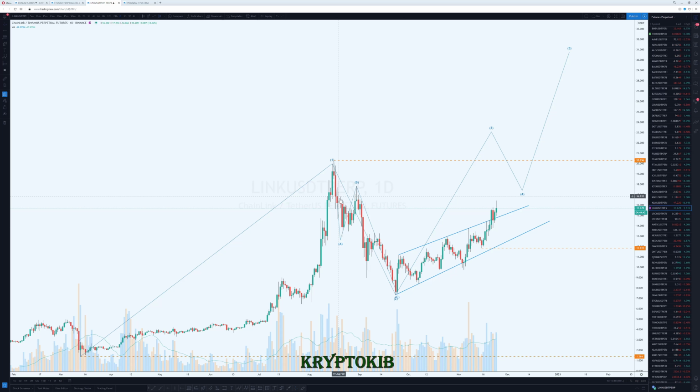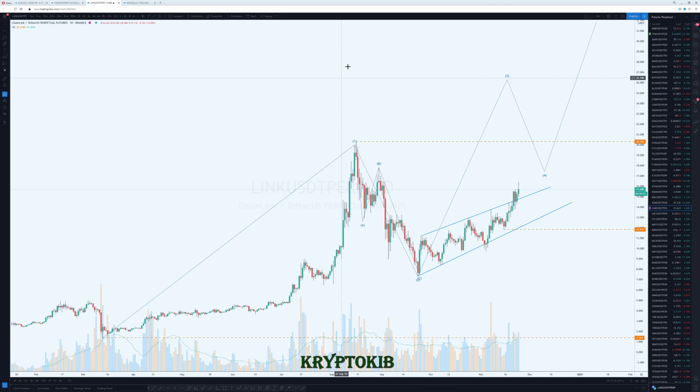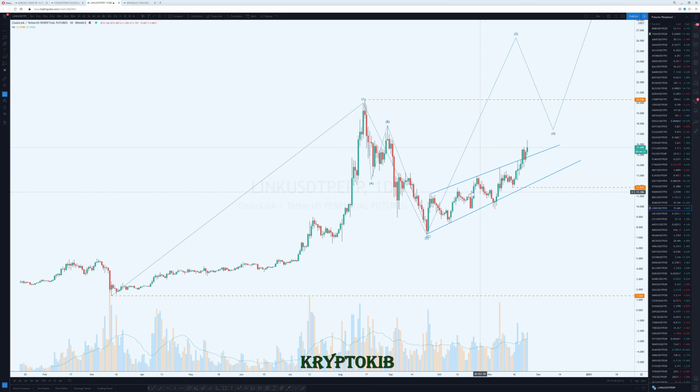So this will be 1, 2, 3. It can be higher. It's not an exact point. 4, 5. It can also be higher. Not an exact point. Just an illustration. So this will be what I will be expecting from this market. But then we have this pattern, and this is a bearish pattern. Let me remove this.